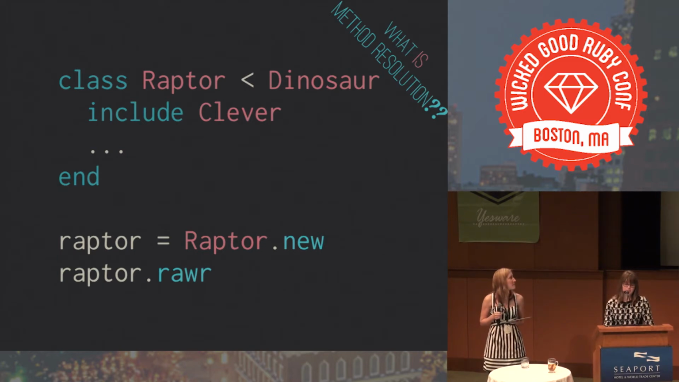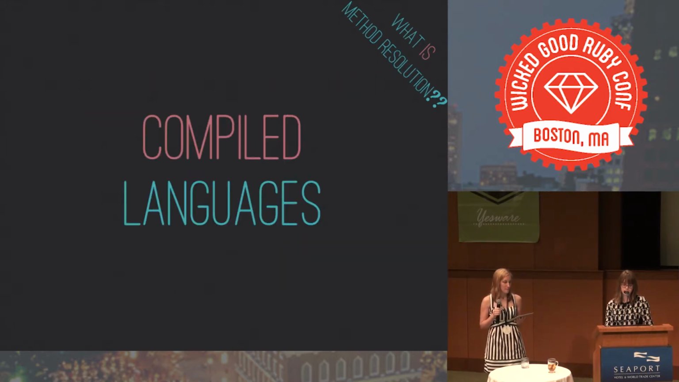For example, this instance of Raptor invokes rar. That's so fun to say. And we don't know quite where we should go look for that method definition. Is it in Raptor? Is it in Dinosaur? Is it in an included module or in a superclass of Dinosaur? And there are, of course, more possibilities. In Ruby, it could be defined in many places, or it could be defined dynamically. So figuring out that method resolution could be computationally complex.